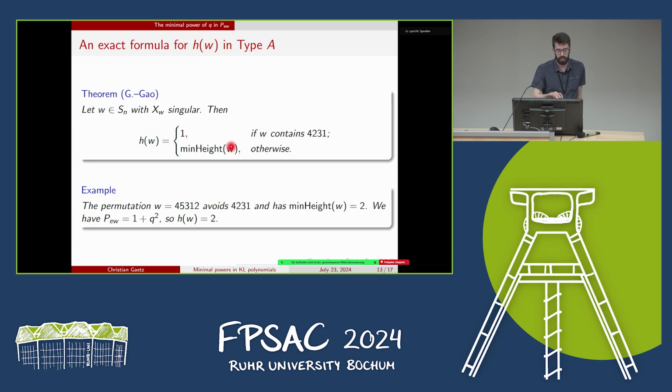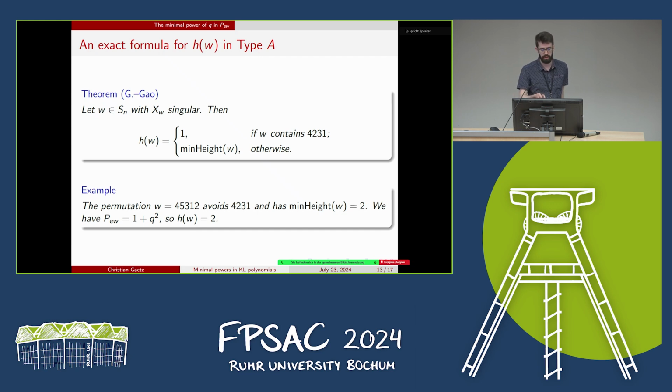So for example, if this is our permutation, which we saw had min height 2, we can inspect this for a little bit and see that it avoids 4, 2, 3, 1. So we know the min height is 2. So it's supposed to look like 1 plus some multiple of q squared plus, well, it could have more terms, but it turns out that's the entire polynomial. And h of W is 2, agreeing with the min height.